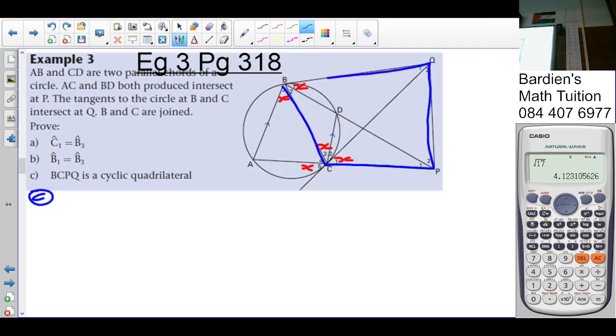BCPQ is a cyclic chord. There are three ways of proving cyclic chords. What are the three ways? Exterior angle of a chord is equal to the interior opposite, or opposite angles supplementary, or equal angles subtended by the same chord. And that's the one we're going to use.